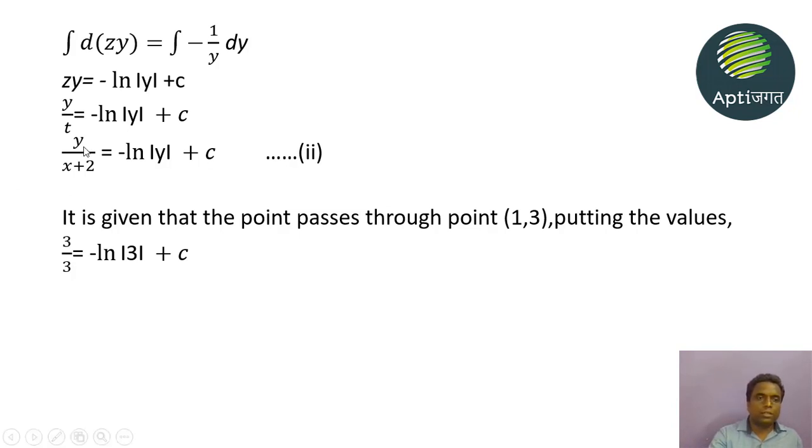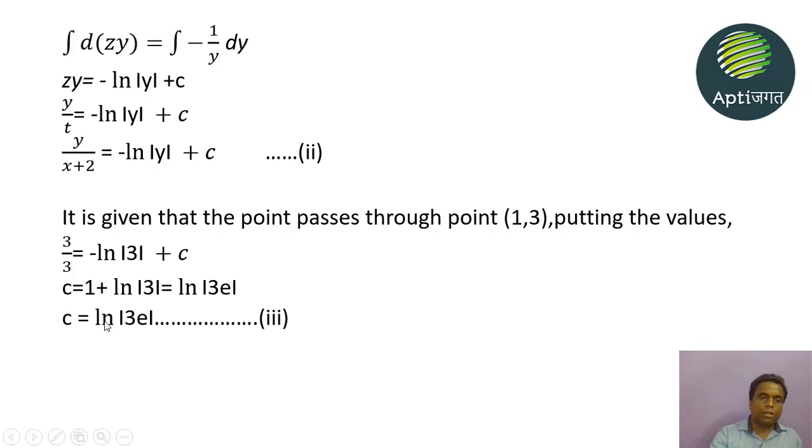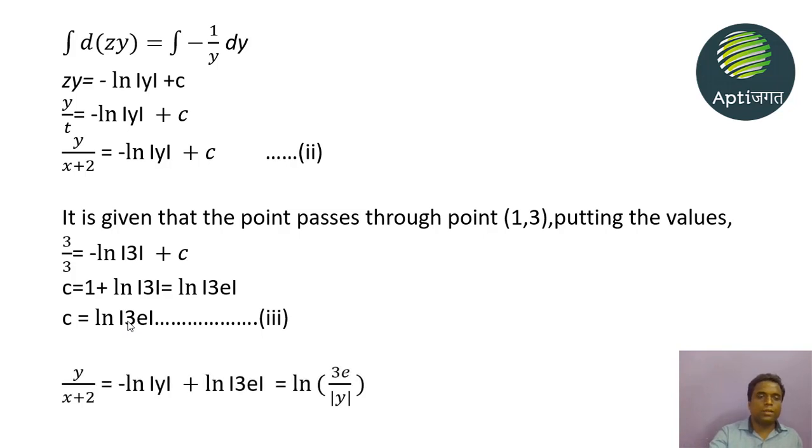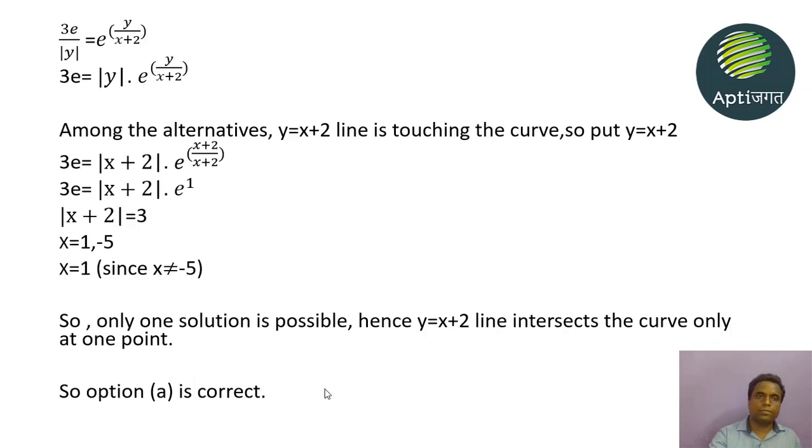So what do we get? 3 upon 3 equal to minus ln 3 plus c. So we can get the value of the constant c, which was unknown until now. What is it? c is equal to ln 3e. Here 3e means 3 times exponential. So substituting the value of the constant c in the equation, we get minus ln y plus ln 3e. So finally it is y upon x plus 2 equal to ln of 3e by mod y.